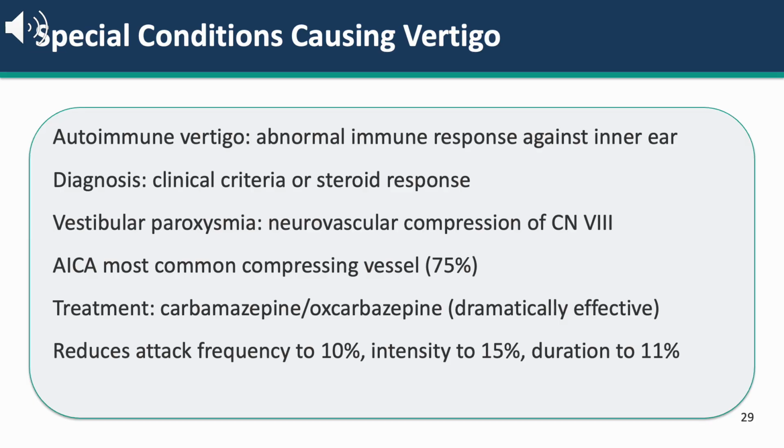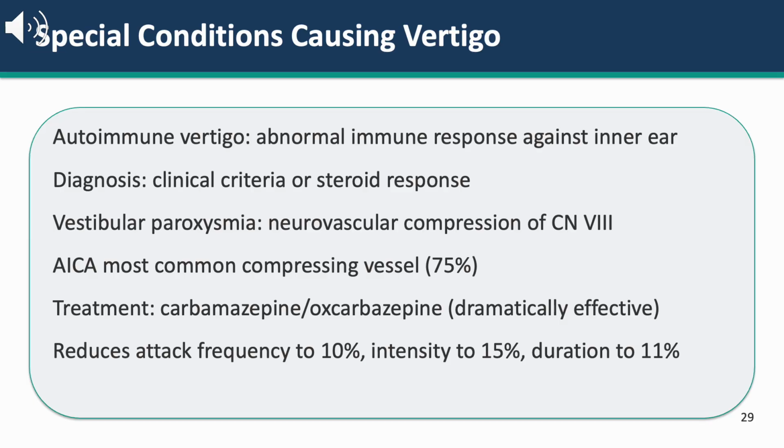Vestibular paroxysmia involves neurovascular compression of the 8th cranial nerve. MRI has very high sensitivity for detecting this compression. The anterior inferior cerebellar artery is the compressing vessel in 3/4 of cases. Carbamazepine and oxcarbazepine are the most effective drugs and are often dramatically effective even at low dosages, reducing attack frequency to 10% of baseline, attack intensity to 15%, and attack duration to 11%. Second-line therapies include lamotrigine, phenytoin, gabapentin, topiramate, or baclofen.